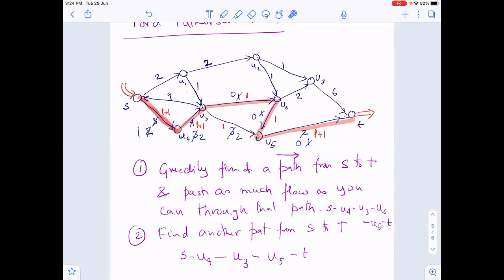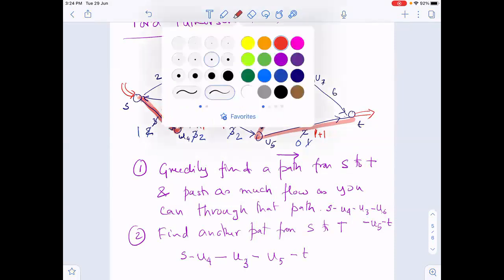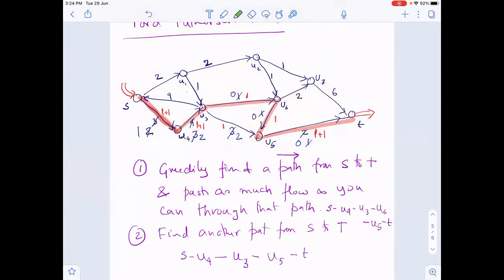Okay, I will use a different color. What happens if I use this one? Okay, I'll go from S to T. I go from here to here. There's still 1 unit left, right? All of these are fine. I come up to U5. At that U5, I see that there is no non-zero capacity going out of U5. But at the same time, I can see that there is 1 unit coming from U6 to U5.